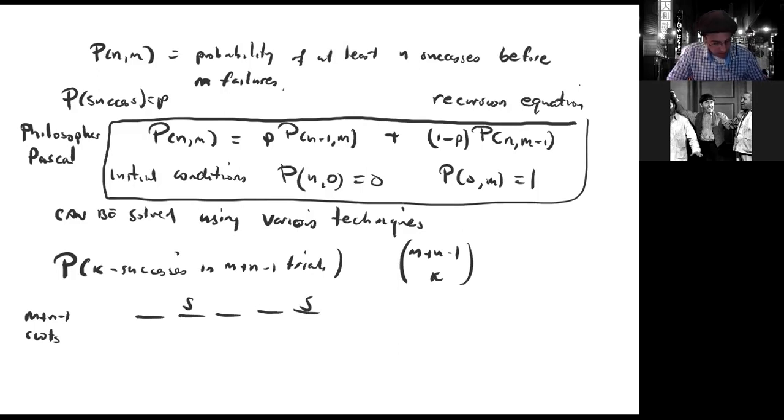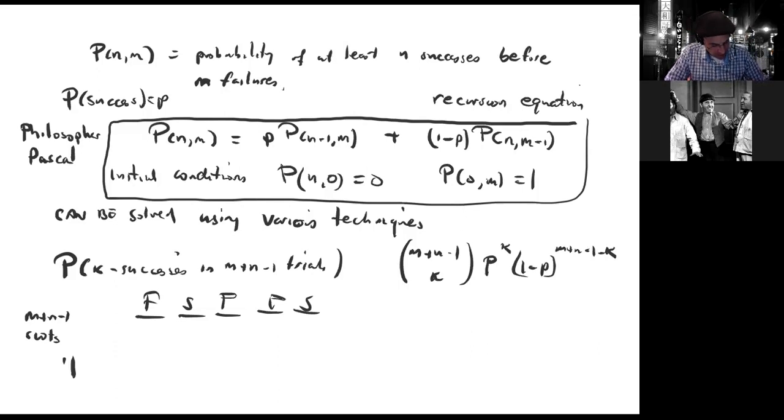Now, what's the probability? Well, if you have k successes, that contributes a p to the k. And the remaining slots are going to get failures put in. And how many are there? Well, it's going to be 1 minus p to the power of the number of them, which is m plus n minus 1 minus k. So that's the probability of k successes in m plus n minus 1 trials.